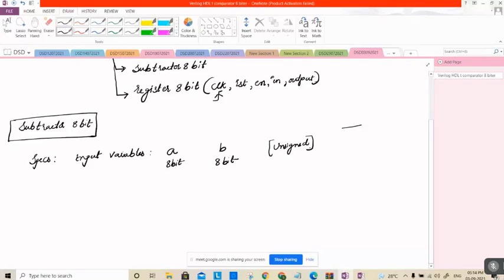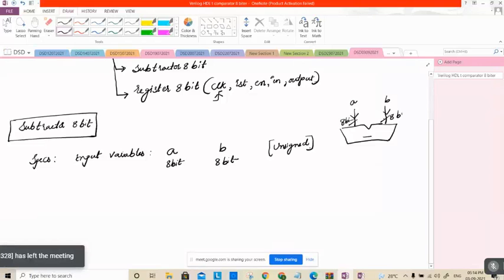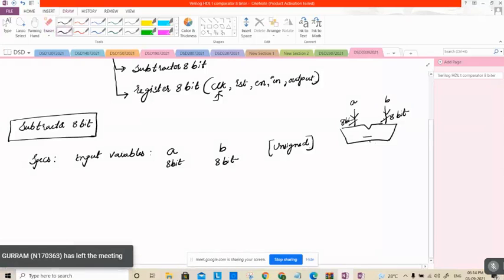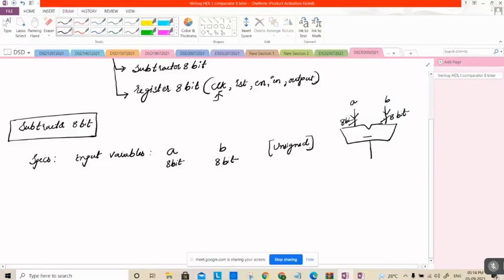So the subtractor has A, which is 8-bit, and B, which is also 8-bit. Now what will be the size of the output result here? 8-bit or 9-bit or 10-bit? 8-bit, right. It can be 8-bit or less than that, so we will take an 8-bit result.